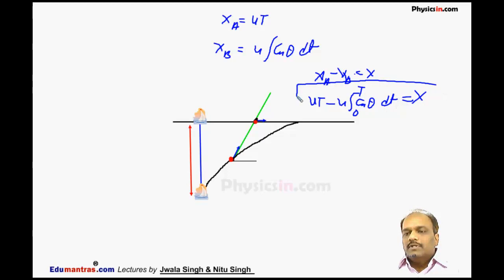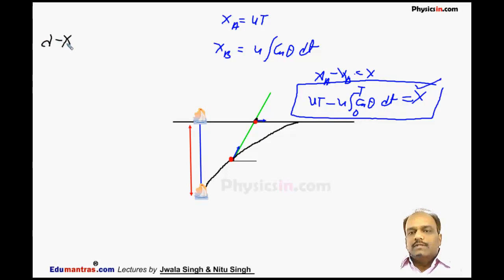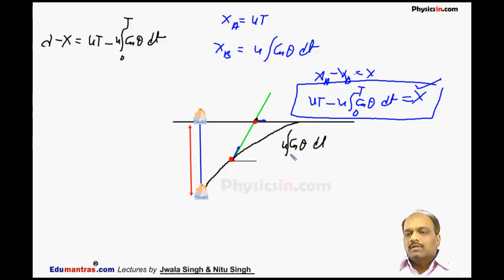This is our one expression, d minus x, that is equal to u into t minus integration of 0 to t cos theta into dt. Now we have to calculate the final value of x. So I will substitute the value of integration of u cos theta into dt, that is equal to ut minus x in this expression.